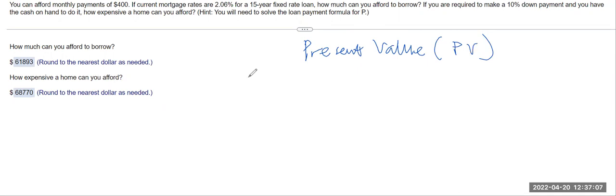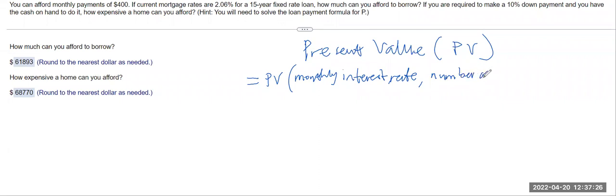So all you need is to do equal sign PV, the monthly interest rate. And then you put a comma, right? And then the number of payments. And then minus the monthly payments, okay? And then you close the parentheses. So here, what do we have?